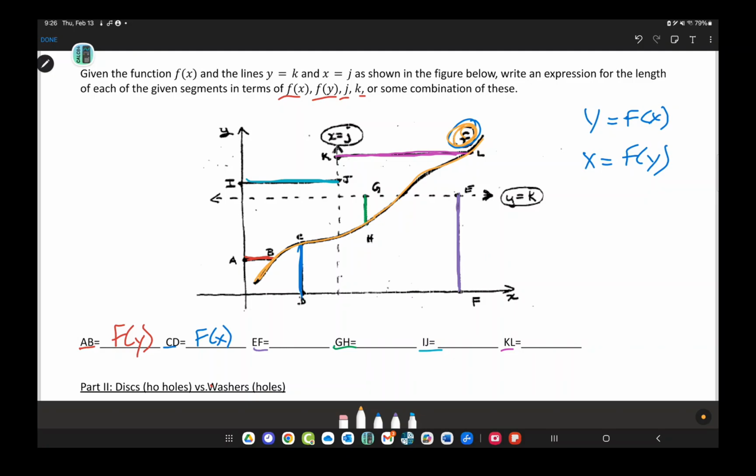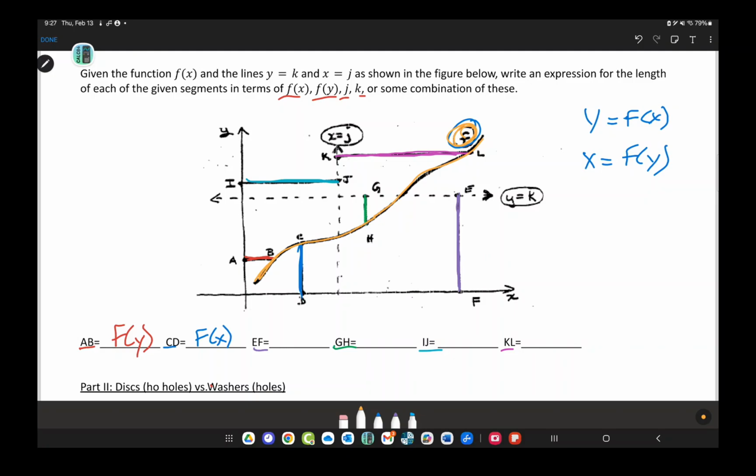So the idea here is that if I'm looking for a vertical line, my function needs to be in terms of x. If I'm looking for a horizontal line, my function needs to be in terms of y. That's what we need to know from this.